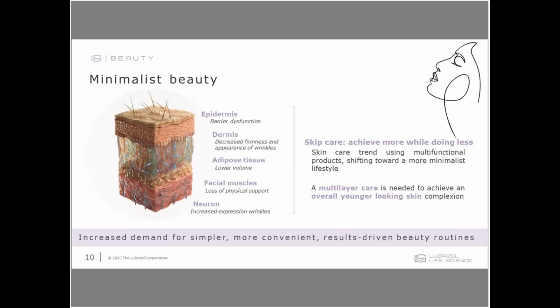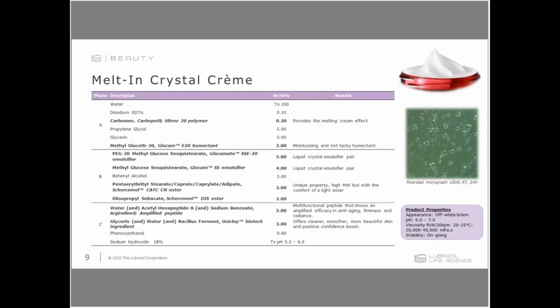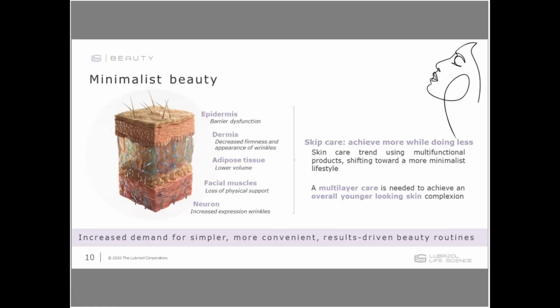So we looked at the formulations, the base chassis to make the melt-in effect from Carbopol Ultra 30, enhanced by the Glucamate SSE-20 emulsifier and also the Glucate SS emulsifier. And then we looked at the active ingredients like Adrenaline Amplified.